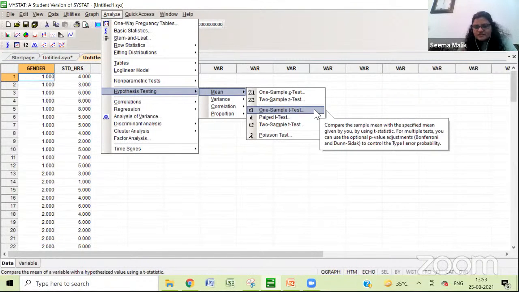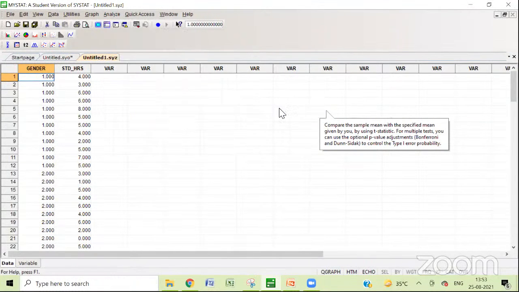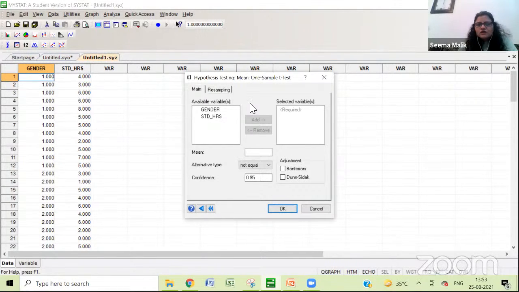So I have entered the value 6 that I have given. By using t statistics, and for multiple t test statistics, p value adjustment can be there. So I'm clicking on one sample t test. Now, which variable do I want to test? That is study hours. I'm adding this. And what is the mean value to which I'm going to compare my sample mean? That is 6. Okay, and then clicking on OK.